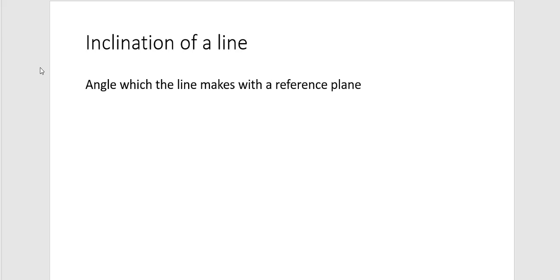First is obviously the inclination of the line. It is nothing but the angle which the line makes with the reference plane. You already know that, right? From whatever we have seen already, you already know that. So this is an example. We have already seen this in the 3D model also.